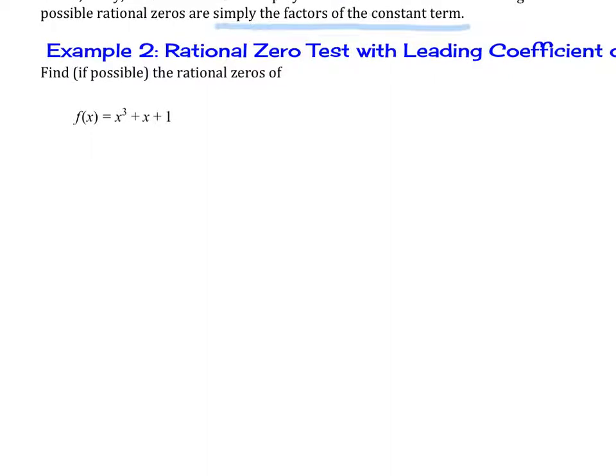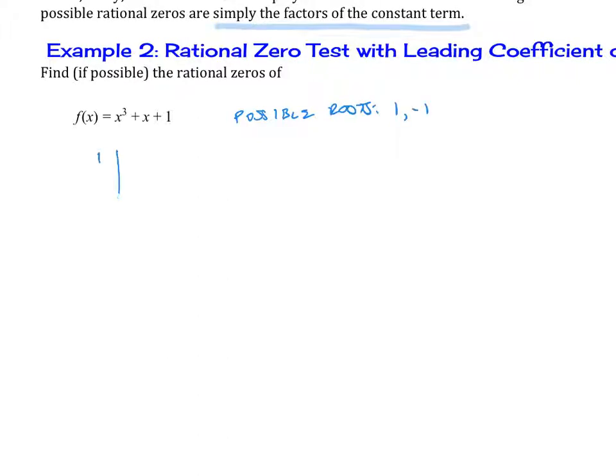Find, if possible, the rational zeros of f of x equals x cubed plus x plus 1. So we know the possible zeros, possible roots, are just positive 1 and negative 1.